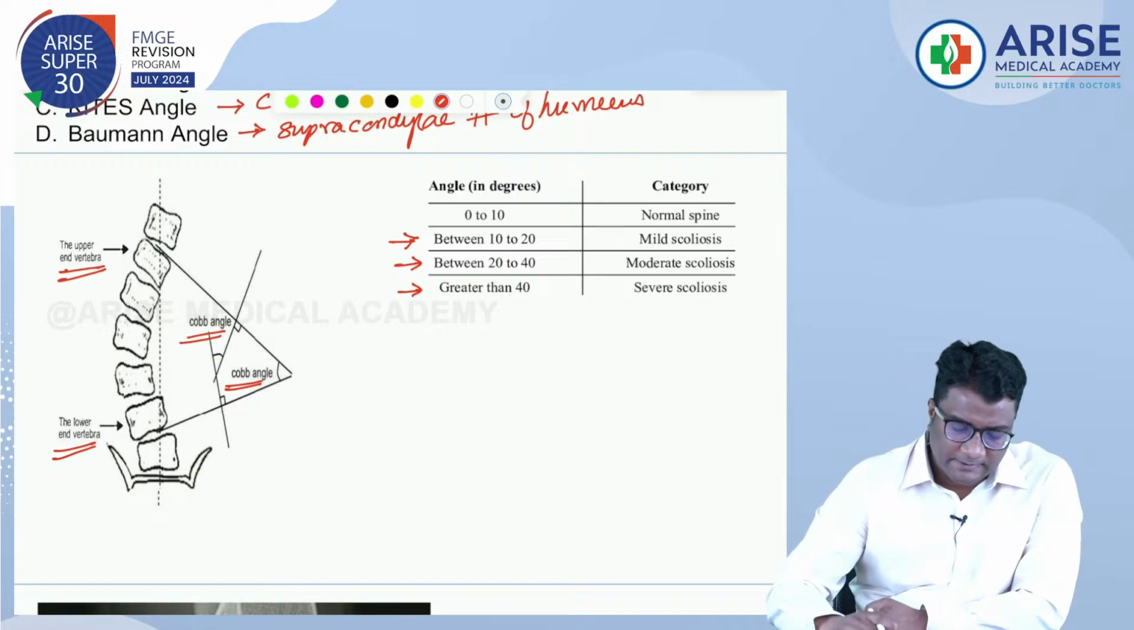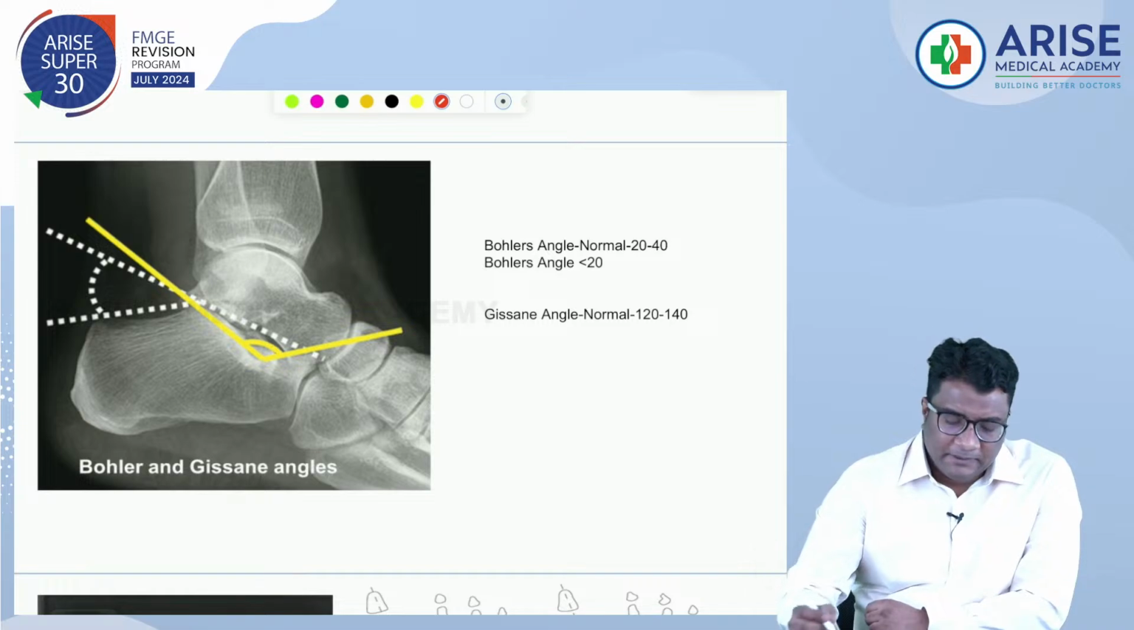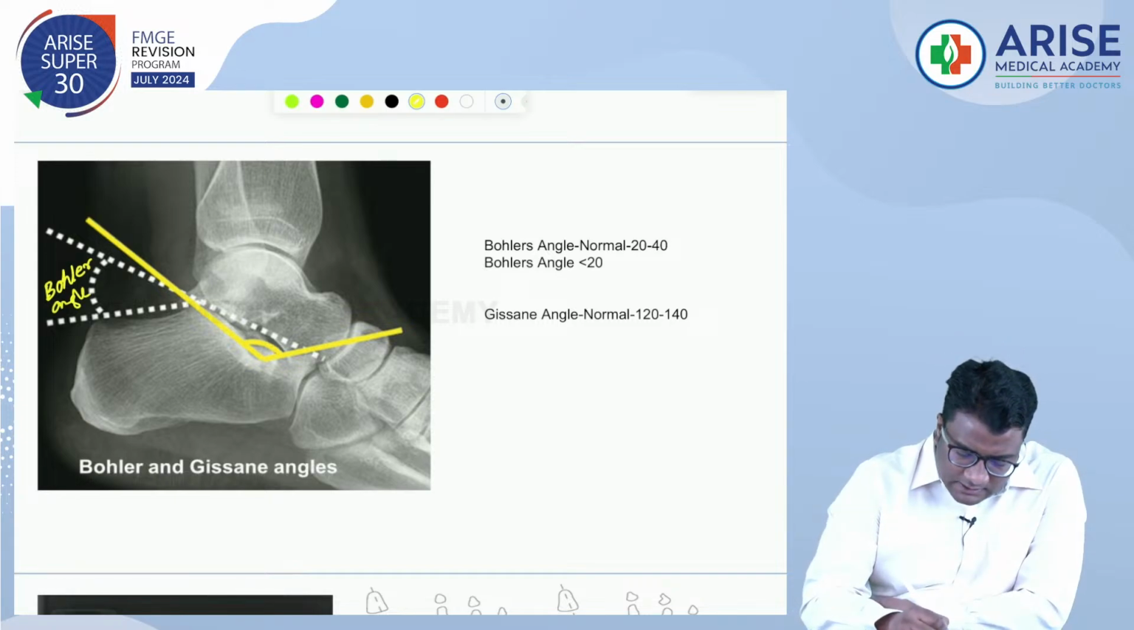It is for scoliosis. Now, coming to Bohler's angle and Gissane angle. Bohler's angle is this area, this white dotted line. And these yellow lines correspond to the Gissane angle.